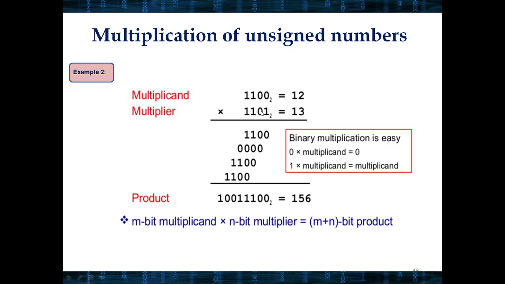Next, Q1 is 0, so all the values become 0. Next is 1, so 1 into M gives the same multiplicand value. Again Q3 is also 1, so we get this. When we add these values, we get the product as 156. So an m-bit multiplicand into an n-bit multiplier gives an m plus n bit product. Here both are 4, so 4 plus 4, 8 bits, or you can write it as a 2n-bit product.